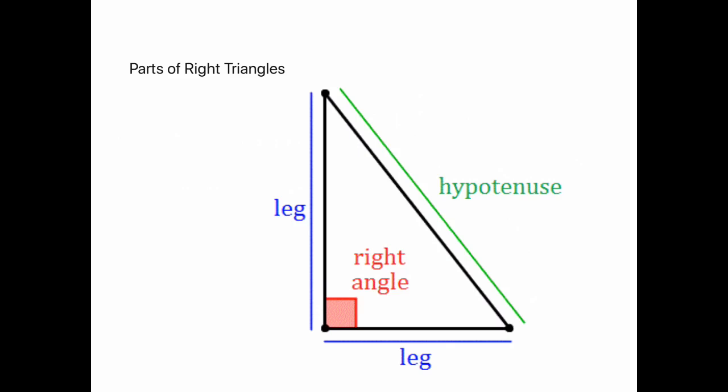This is all the important information we're going to be covering today, and this should all be in your notes. Just a quick reminder about the parts of right triangles. Remember that all right triangles have a right angle, and that the side across from the right angle is known as the hypotenuse. And the two sides that form the right angle are both known as legs.